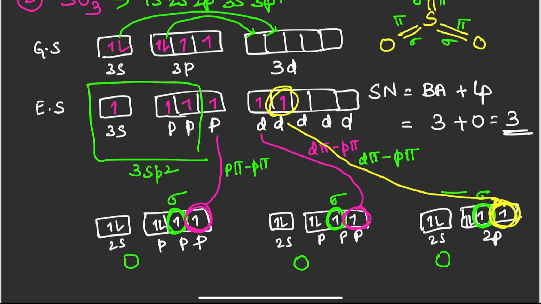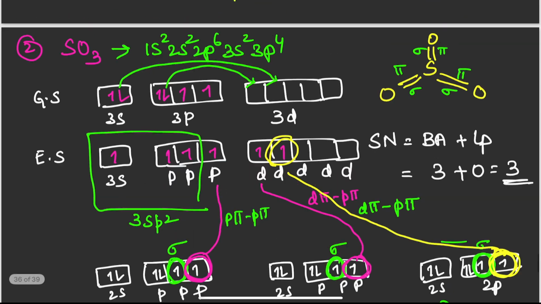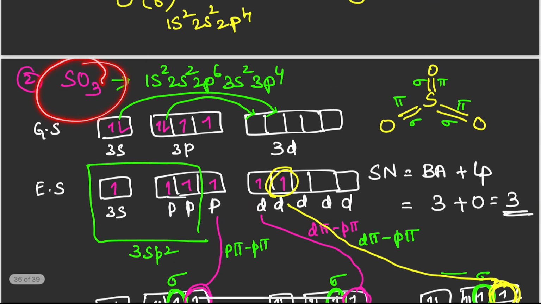So students, totally 3 pi bonds are present, right? 1, 2 and then 3. Can you see the first one, a p pi p pi bond? Can you see the second one, a d pi p pi bond? Can you see the third one, a d pi p pi bond? So totally 2 d pi p pi bonds and 1 p pi p pi bond are present in sulfur trioxide. This is how we find the kind of bond in the given molecule.